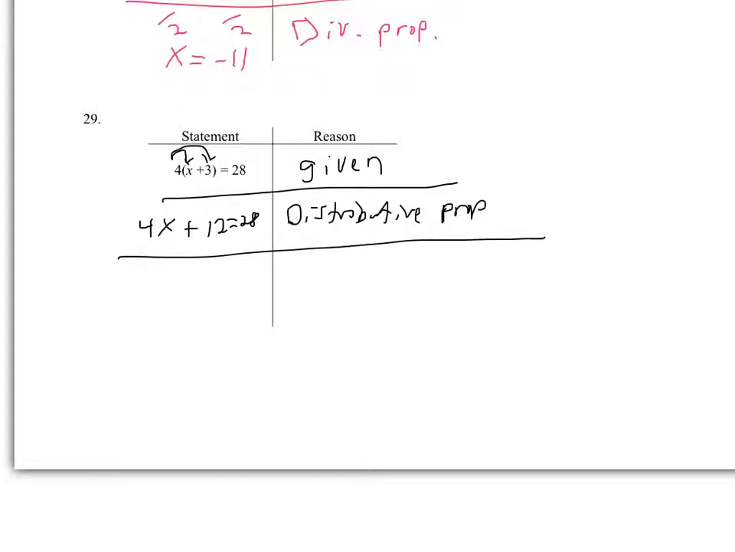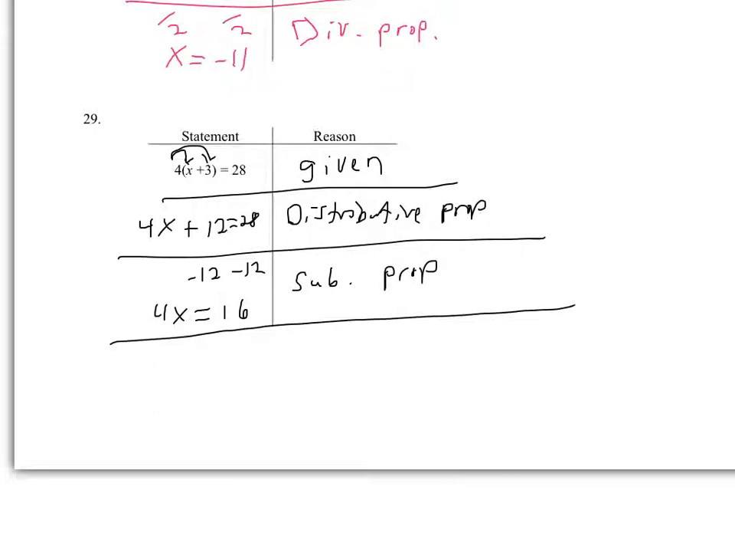Okay. From there, I would subtract 12. So you get 4x equals, what's 28 minus 12? 16. So that's the subtraction property. And then lastly, I would divide by 4, and we get our answer of x equals 4. And that would be the division property.